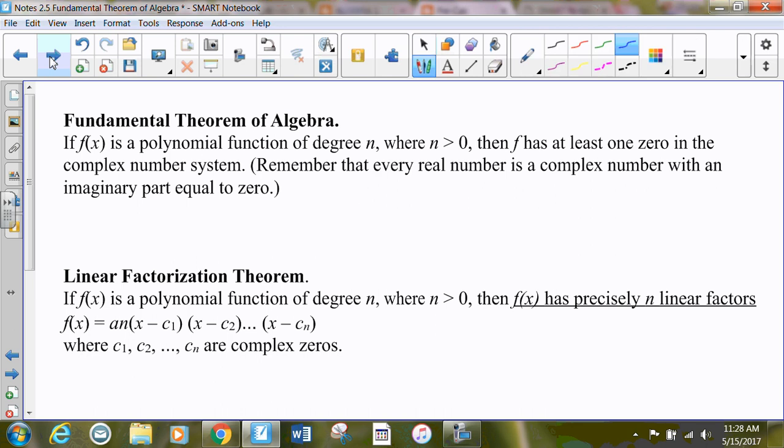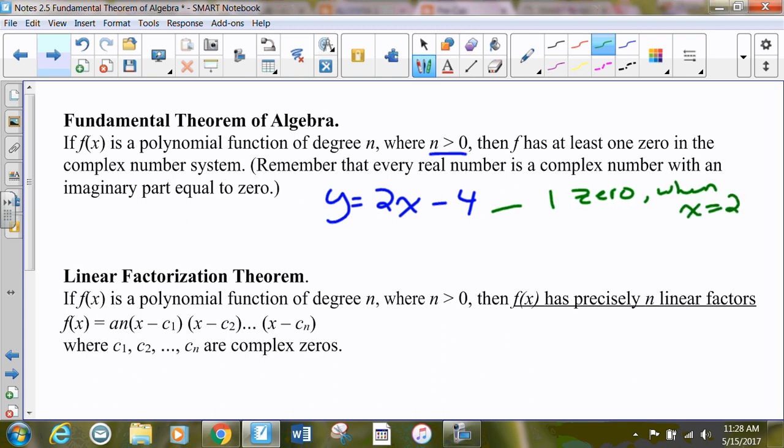So here's what we're talking about. Let's say we have a linear function, y equals 2x minus 4. When we set that equal to 0, x equals 2, right? We know that we have 1 zero, and that happens when x is equal to 2. 2 is our zero.